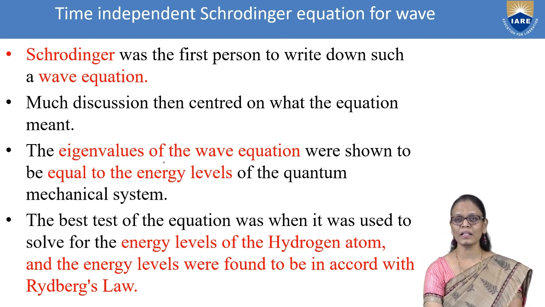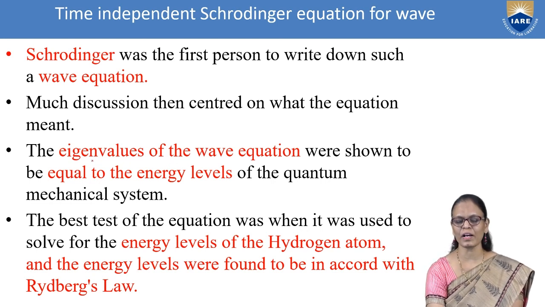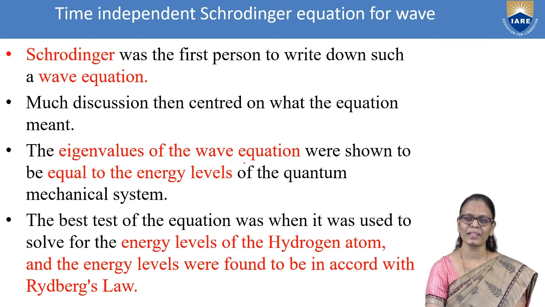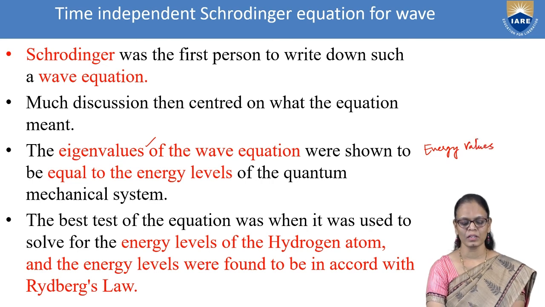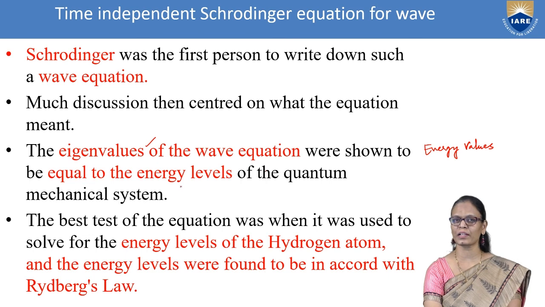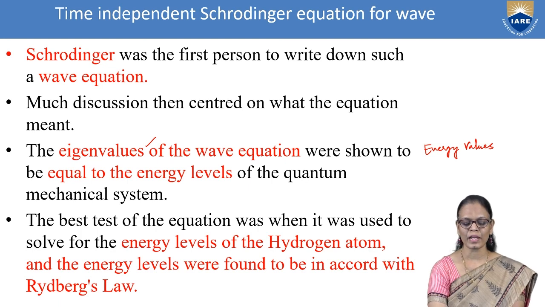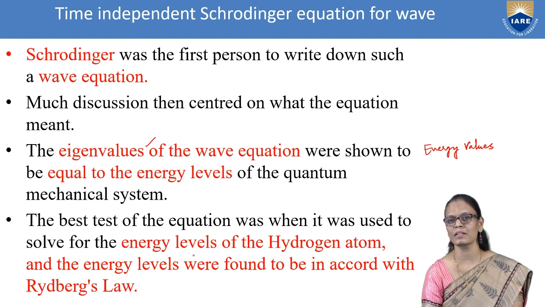And then the eigenvalues of the wave equation. Eigenvalues means when you are solving this equation, you get the solutions and they give us the eigenvalues. Eigenvalues are nothing but energy values. They are shown to be equal to the energy levels of the quantum mechanical system. So the solutions to the wave equations are giving us the eigenvalues and also the eigenfunctions. Then these eigenvalues are equal to the energy levels of the quantum mechanical system.